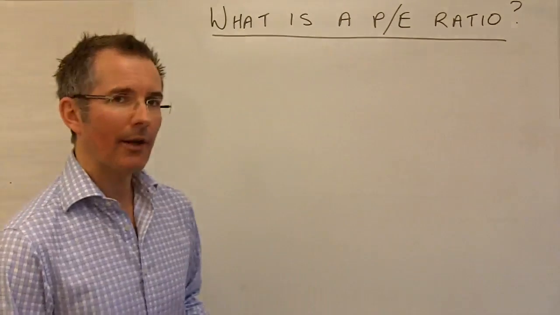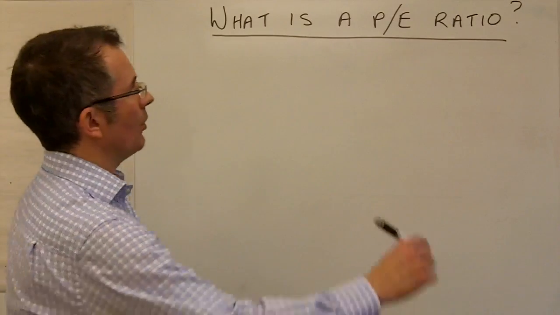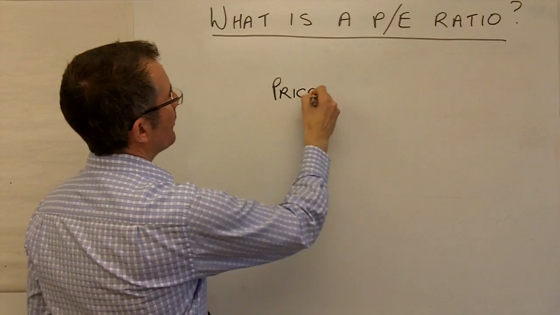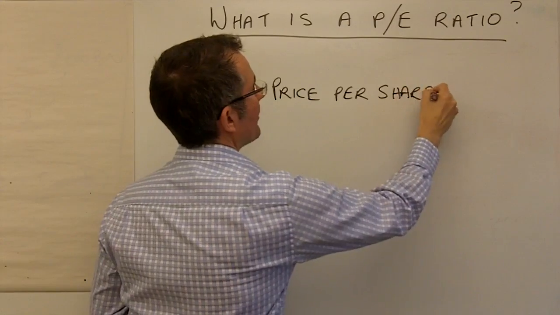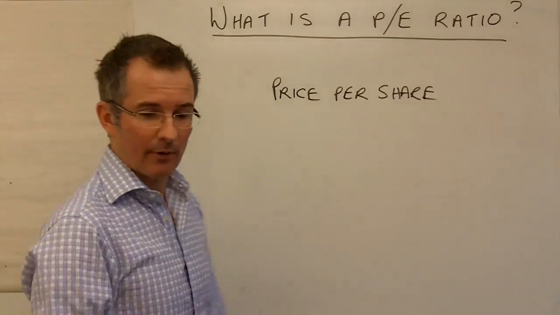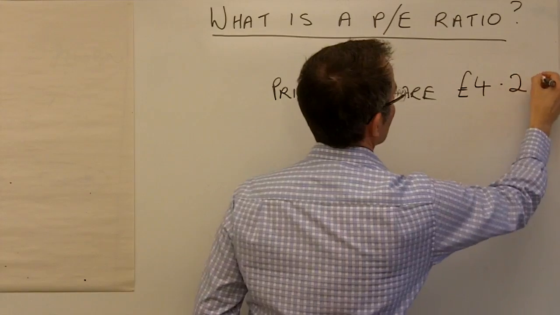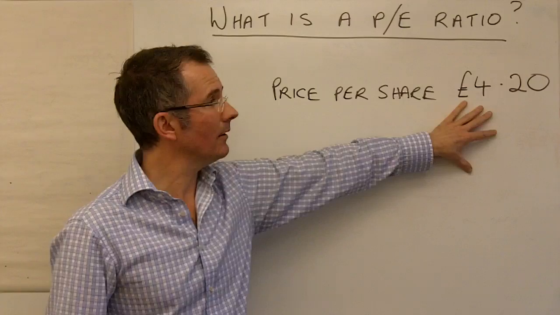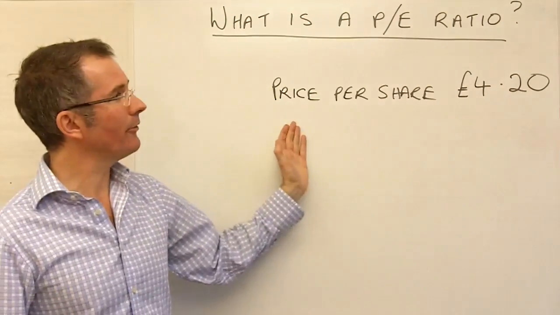So let's take a look at a calculation. What is the P and the E? In short, the P is a company's share price. So we could start with the price per share for a company such as a food retailer. So we could start with Tesco. And at the moment, the Tesco share price is £4.20. Now the question we're asking is, do I want to buy Tesco at £4.20? Is that too much? Is that a bargain? I don't know. Price earnings ratios are one way of finding out.